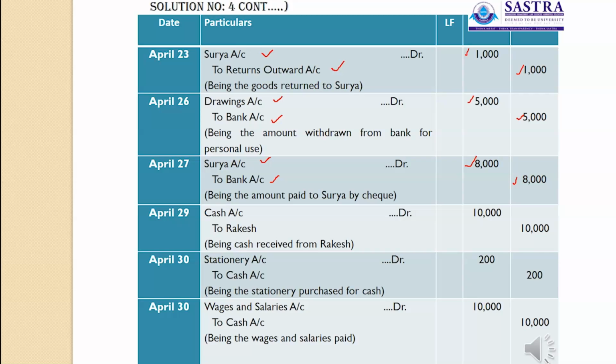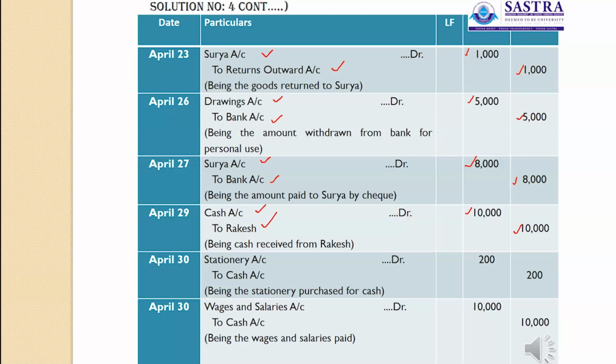Then cash received from Rakesh. April 29, cash received from Rakesh, cash account debited to Rakesh account. Cash account debited rupees 10,000 to Rakesh account credited rupees 10,000. The narration for this transaction is cash received from Rakesh.